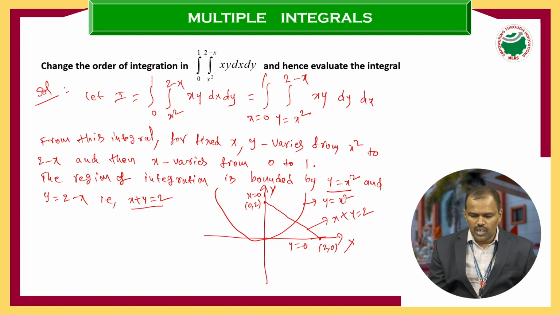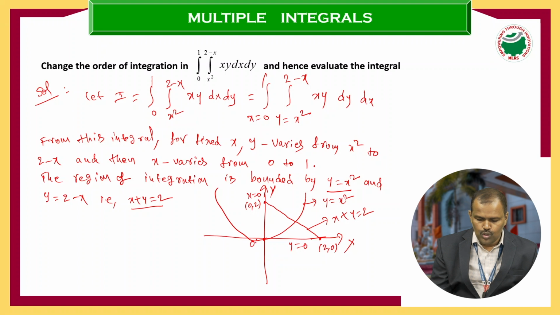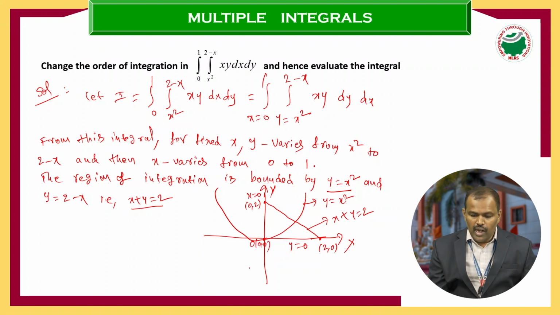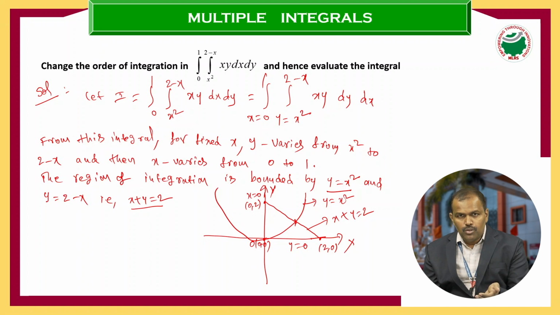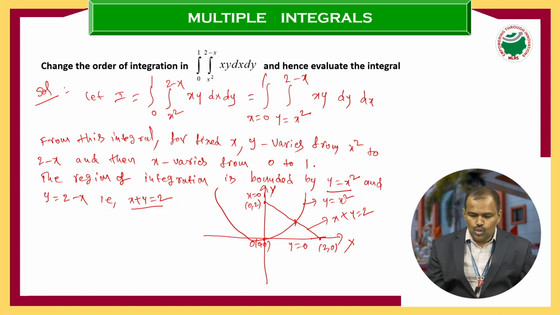So look at this region. This region is bounded by first point O, 0, 0, the origin, and this is the point of intersection of one parabola and one line. So what is this point of intersection? Generally, point of intersection means by solving the two equations we will get the answer.